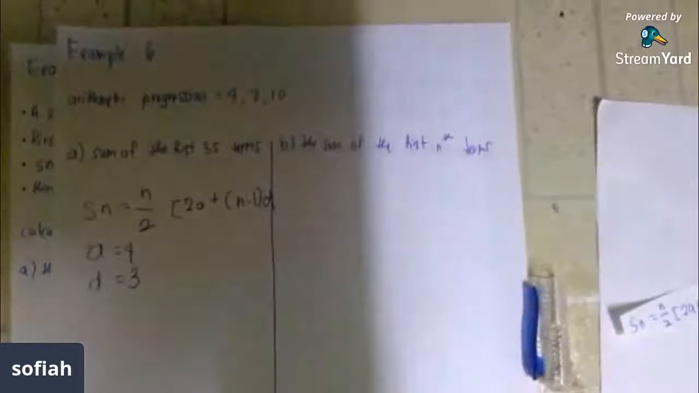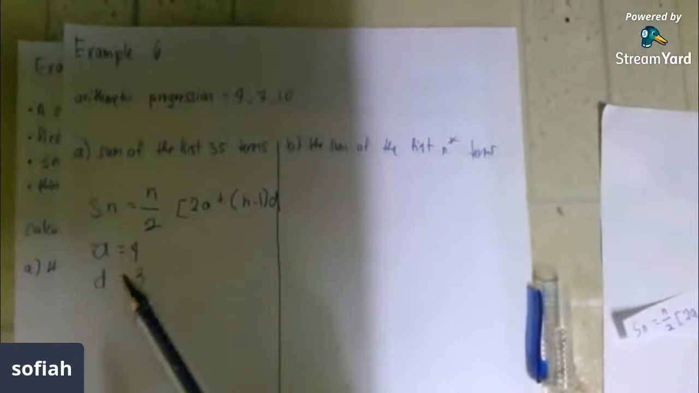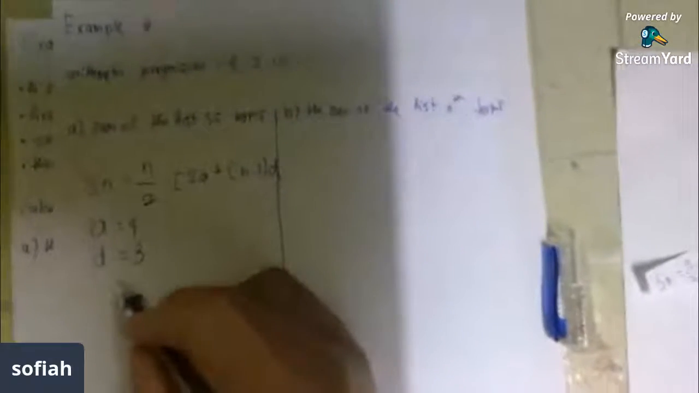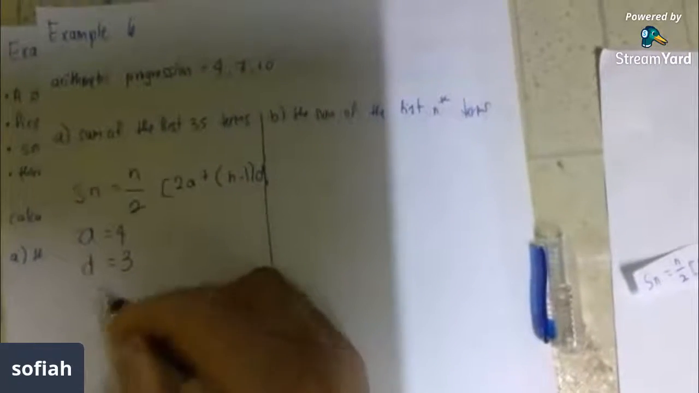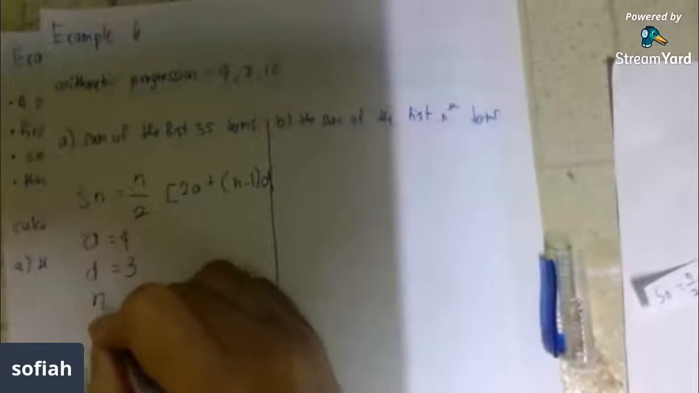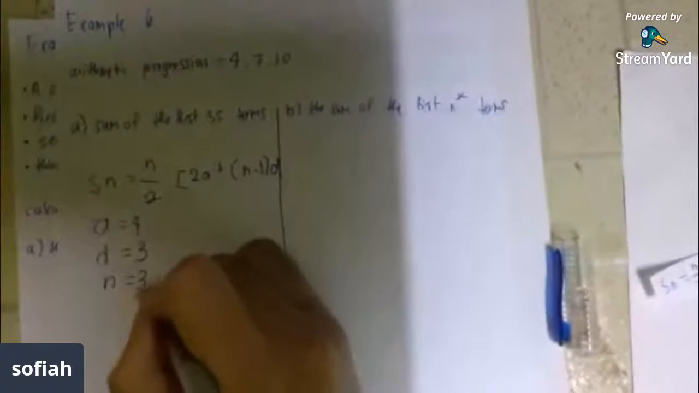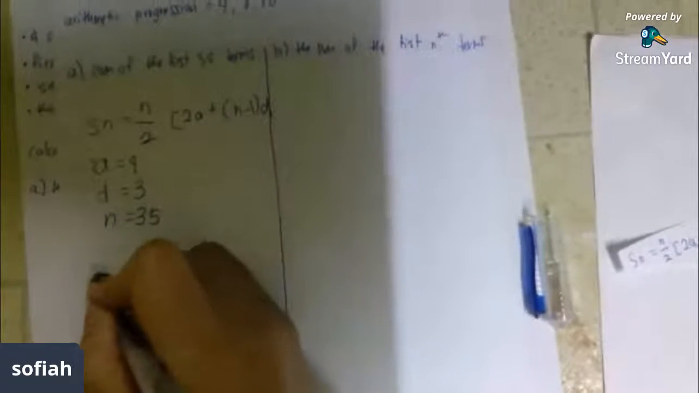Okay, so we have known the value of A and D. So the next thing that we need to do is just to substitute the value of A and D into this formula. And we want to find the value of the first 35 terms. So the value of N is 35. So we just substitute the value of A, D and N into this formula.